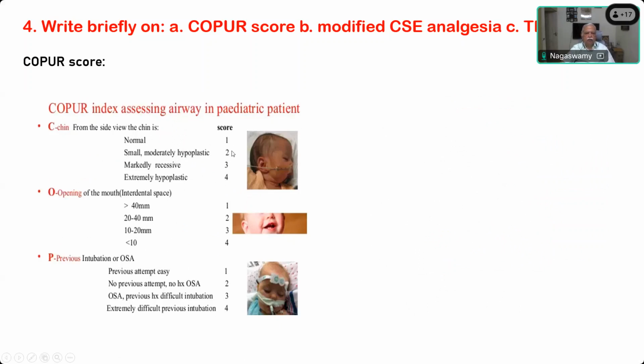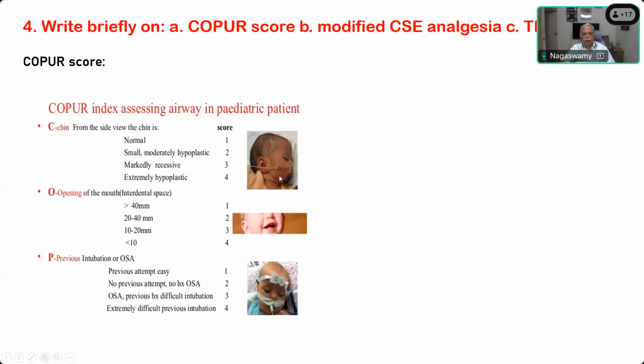So more or less these are relative terms, so subjective variation is likely to be there, but it is a rough guide for you to be prepared to assess that you may have difficulty in the pre-anesthetic evaluation itself, so that you are not caught unaware in a situation where you cannot ventilate or cannot intubate. So this is the picture shown to see how the mandible is almost going like a straight line instead of having the normal curvature.